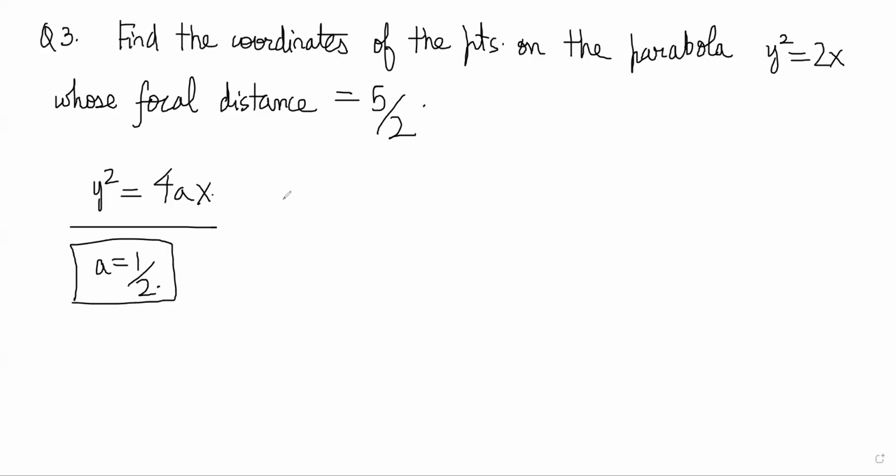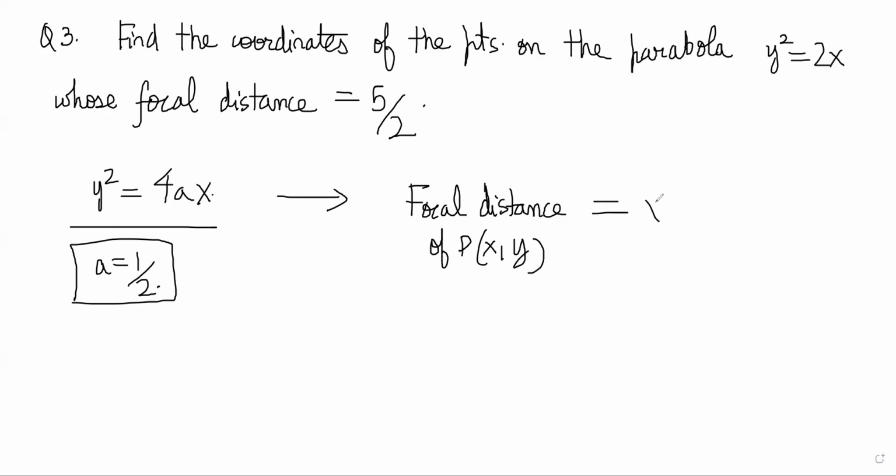Now the standard property of this parabola, we saw in the previous class that the focal distance of any point P, which was x comma y, is equal to simply x plus a, right? So now x plus a is 1/2, and focal distance is given as 5/2. That automatically gives us x is equal to 2.